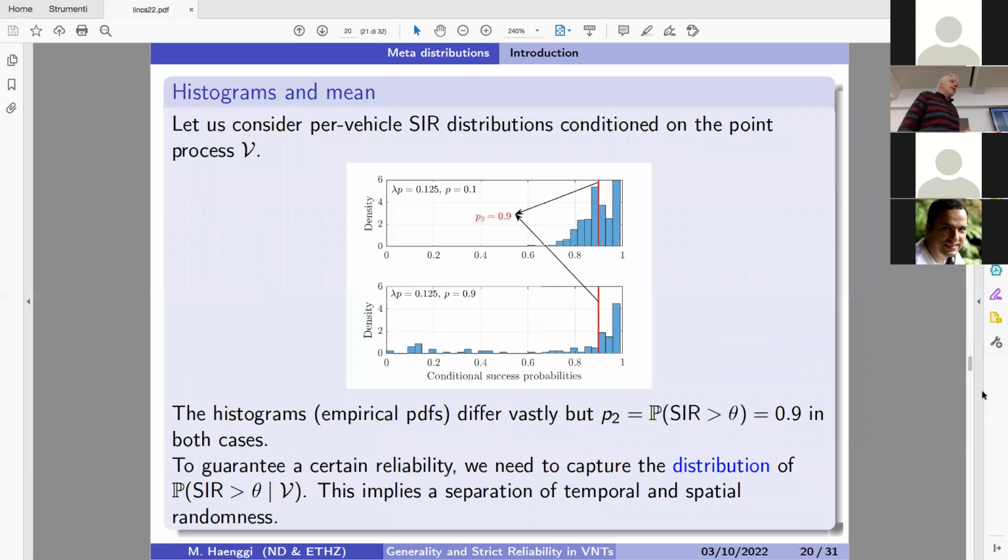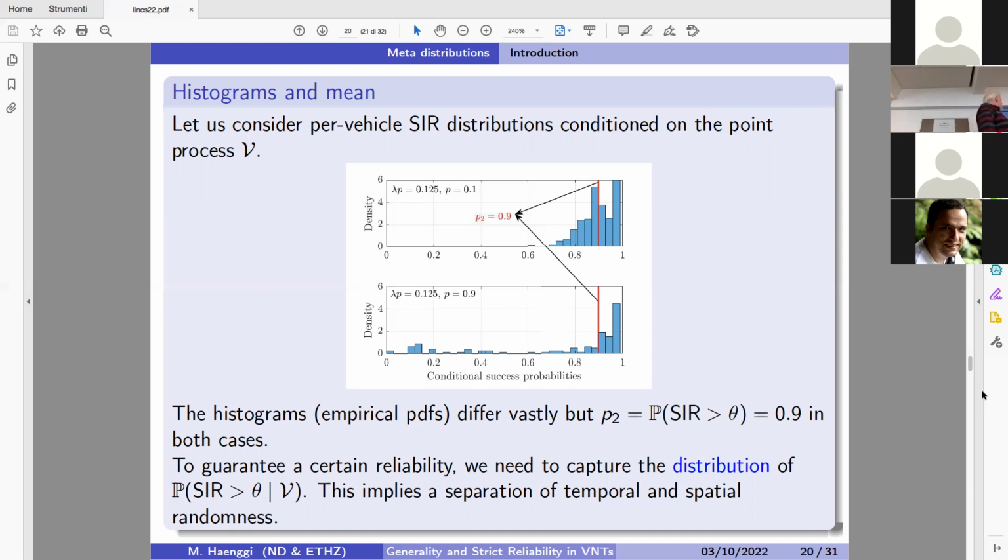We cannot guarantee anything. Now, let us for a moment fix the point process and only average over the fading. So these are the per vehicle SAR distributions conditioned on the point process. And then for each vehicle, we get an individual reliability. And with that, now we can plot a histogram and see how there are some vehicles near 1, there are some vehicles around 0.8, and so on. So this is for a case where lambda times p is 1/8 and the transmit probability is 0.1.